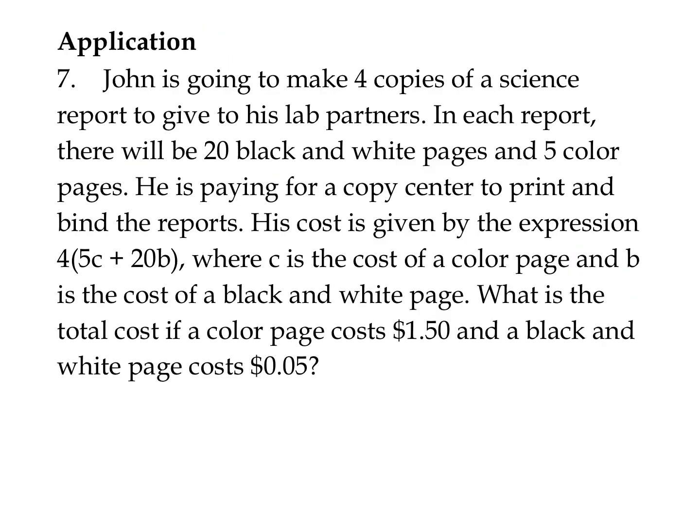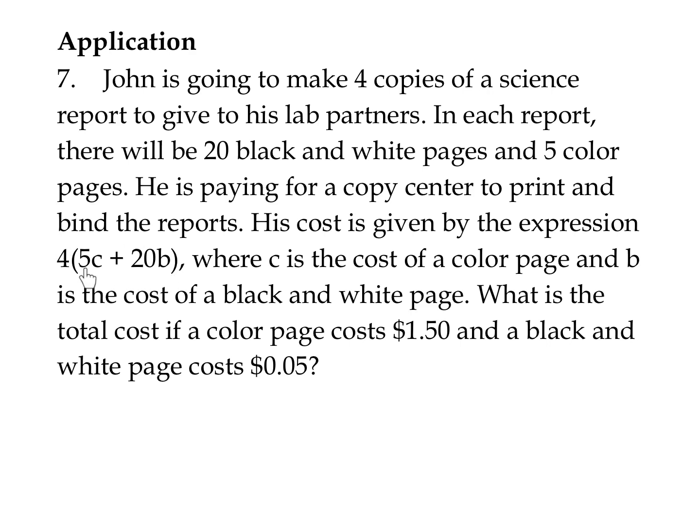Right, moving here to an application of this. All right, here in this problem, we've got John making copies of a science report. He's going to have black and white pages and color pages, and he's going to pay a copy center to do the work of making the copies and putting these together for him. Right? So he's got a cost to do that. His cost is written here, where we've defined the variables. C is the cost of a color page, B is the cost of black and white page. You could use X and Y, you could use M and N, you could use any letters you want, define them. So C for color page, B for black and white page. So we know what the letters are representing in this expression.